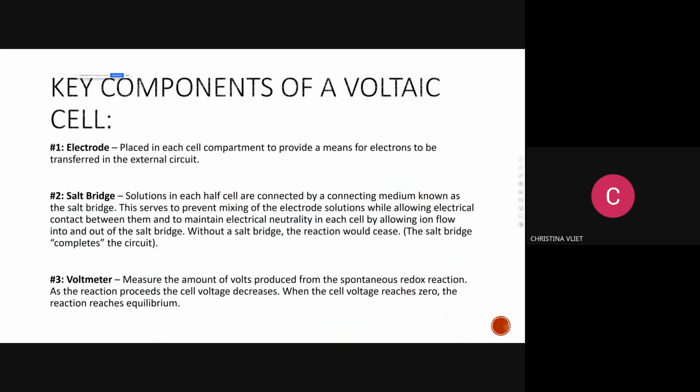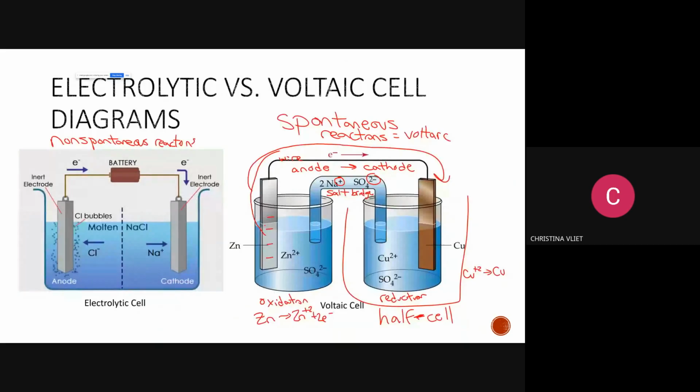More definitions. So key components of a voltaic cell. The electrode, where's that? The electrode is placed in each half cell. And notice for these metals, zinc, copper, you're using the electrode of the same type of metal. So if I have a solution of zinc sulfate, the metal that I use as the anode is zinc metal. Here, if I have copper, I use copper metal. If I have copper sulfate, I use copper metal.